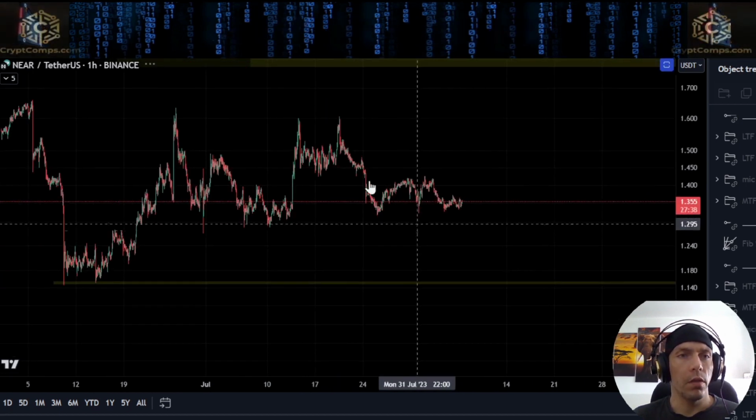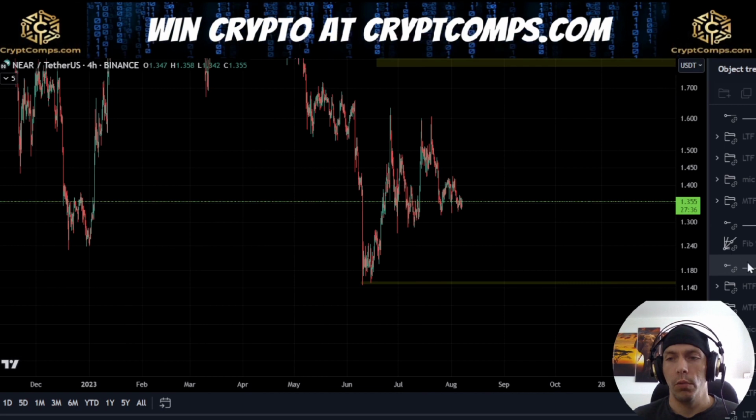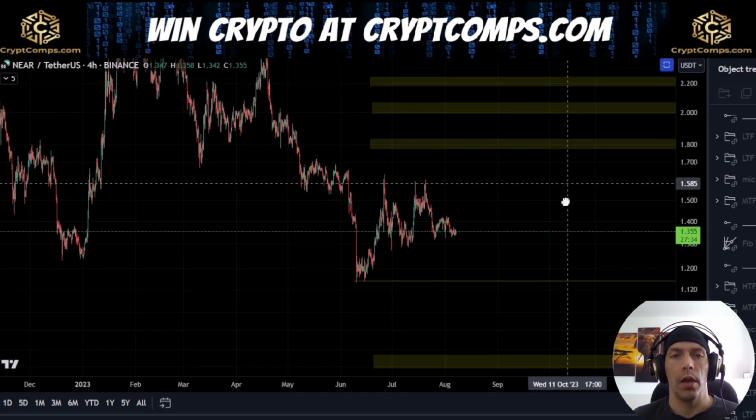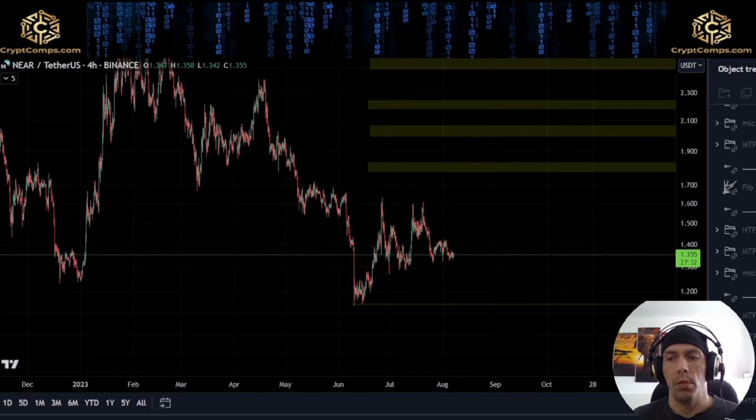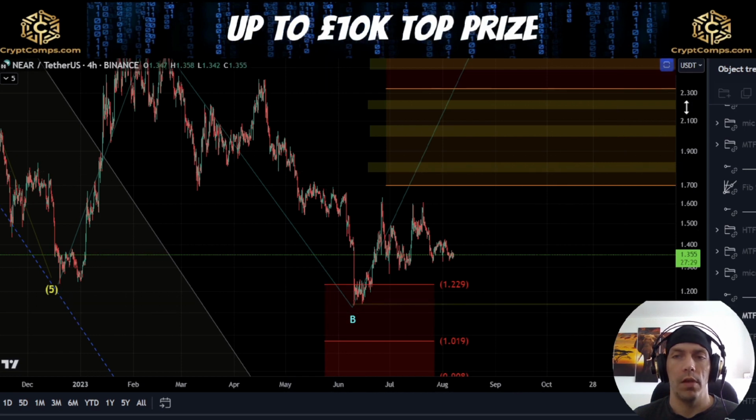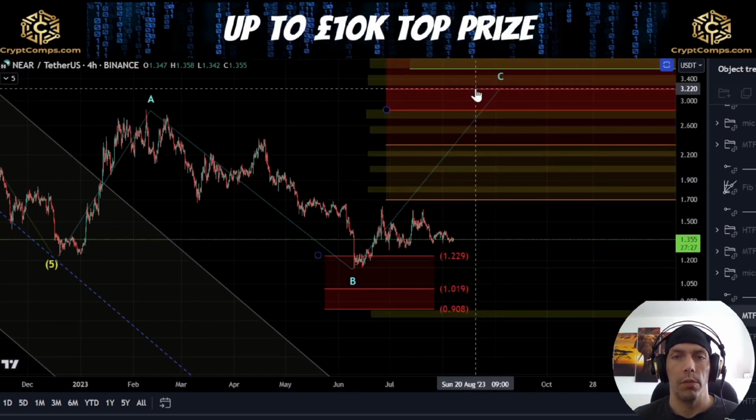Now, within the other count that we have here, what we are also saying is that potentially we could be looking for a move to the upside. Within this other idea here, what we're saying is that we have a bigger flat correction from further back here.